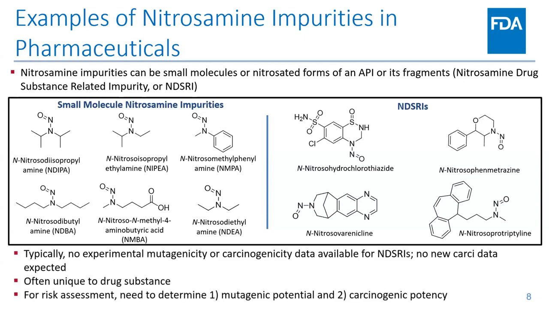The challenge with NDSRIs, though, is that we usually have no mutagenicity or carcinogenicity data available for those structures, and we're not expecting to be generating new carcinogenicity data. Also, those structures are often unique to the drug substance. So if we think about the chemical space of all possible drug molecules and the potential for those to then be nitrosated and form NDSRIs, we're talking about a very broad area of chemical space. And for risk assessment, we would need to determine the mutagenic potential and the carcinogenic potency for those molecules in the absence of actual experimental data, and that's very challenging.